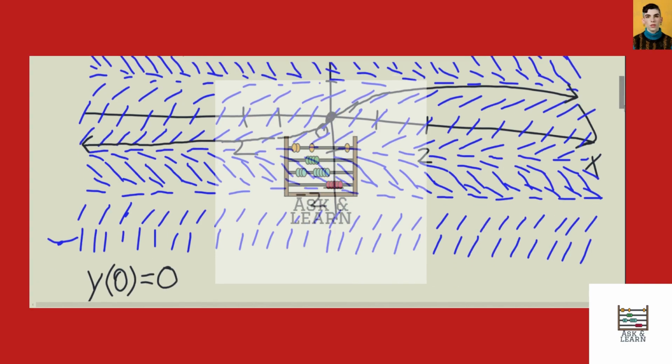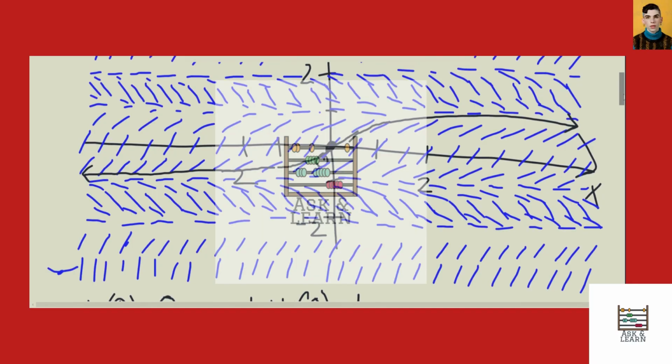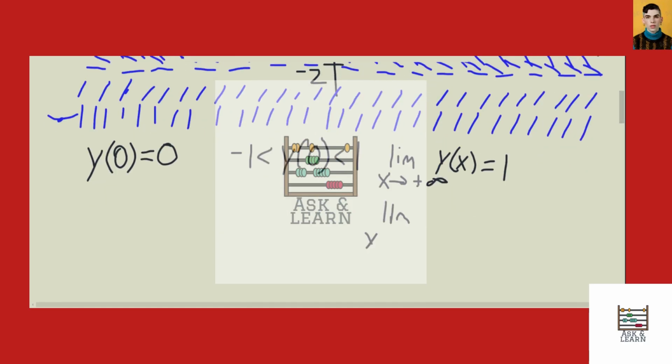So it's pretty clear that if -1 is strictly less than y of 0 is less than 1, then we see from this graph that the limit as x approaches positive infinity of y of x is going to be equal to 1, and the limit as x approaches negative infinity of y of x is going to be equal to -1.